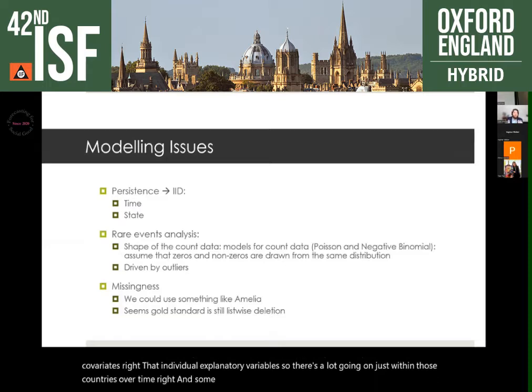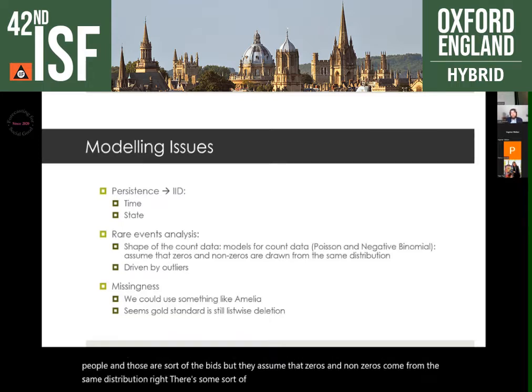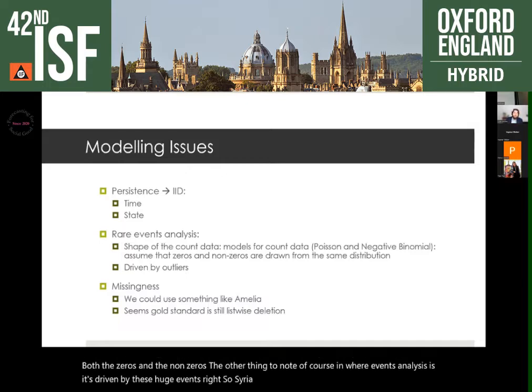And some of it is we want to do rare events analysis. The standard approach is the Poisson and negative binomial. So we think about these counts of people, but they assume that zeros and non-zeros come from the same distribution, that there's some same underlying thing that's causing both the zeros and the non-zeros. The other thing to note in rare events analysis is that it's driven by these huge events. So Syria is going to drive a lot of the analysis. Afghanistan is going to drive a lot of the analysis.